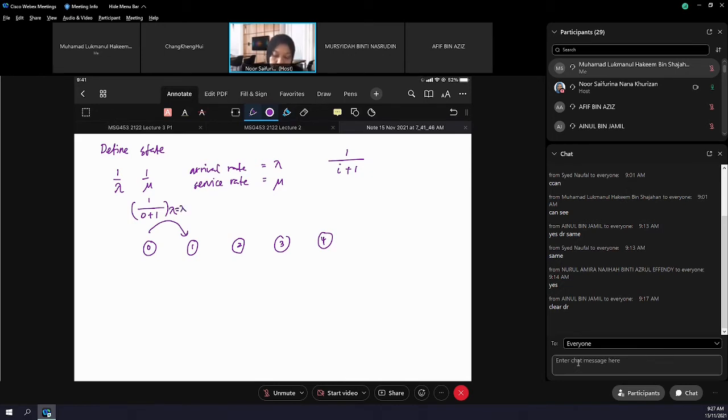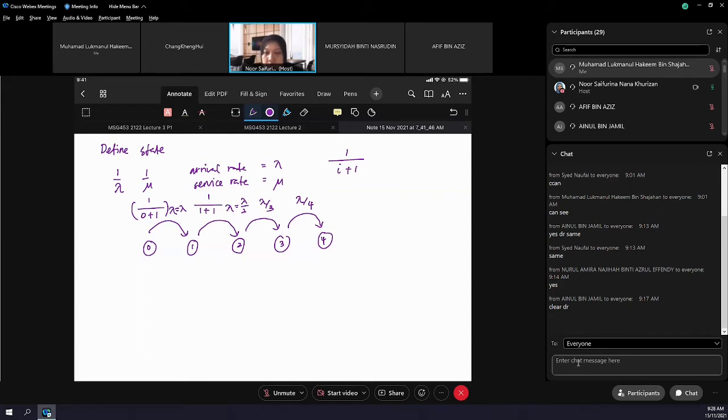When there is one customer in the system, you have your arrival rate lambda, and the probability that the customer will join becomes 1 over 1 plus 1, so you get lambda over 2. For state 2, you substitute and get lambda over 3. In state 3, you get lambda over 4.